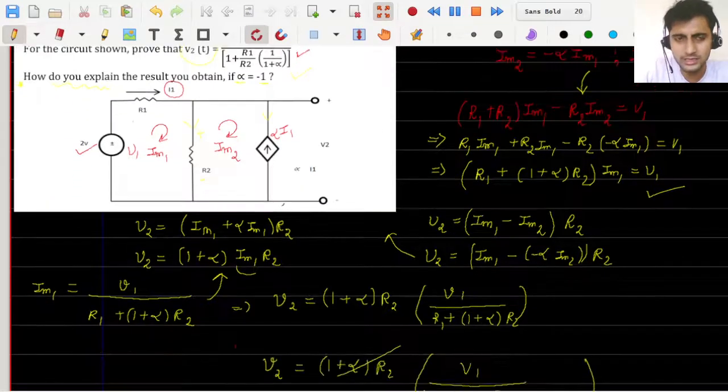And you would see that the voltage across this resistance, which was Im1 minus Im2 into R2, will become 0. So we will find that it is as if this point has become short circuited, because V2 will then become equal to 0 if I have alpha equal to -1. This is a possible explanation of what they're asking us to solve for.